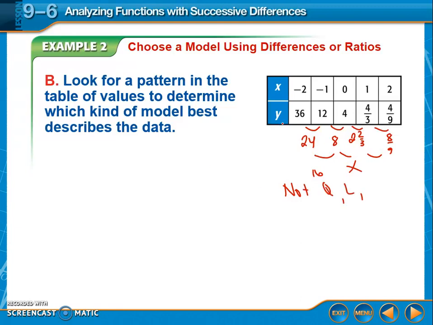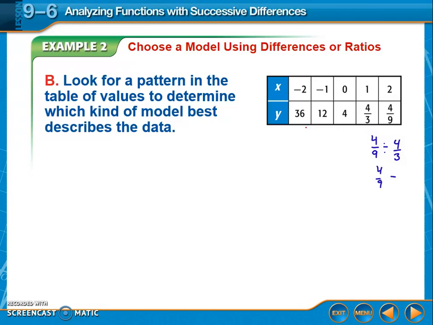Okay, so we want to see if this is exponential. And if you remember from previous sections, exponential increases by the same rate every time. So if I do this one over this one, so 4/9 divided by 4/3, I want to see if that's the same ratio as all the other ones. So 4/9 times 3 over 4. Those 4's cancel and I get 1/3.